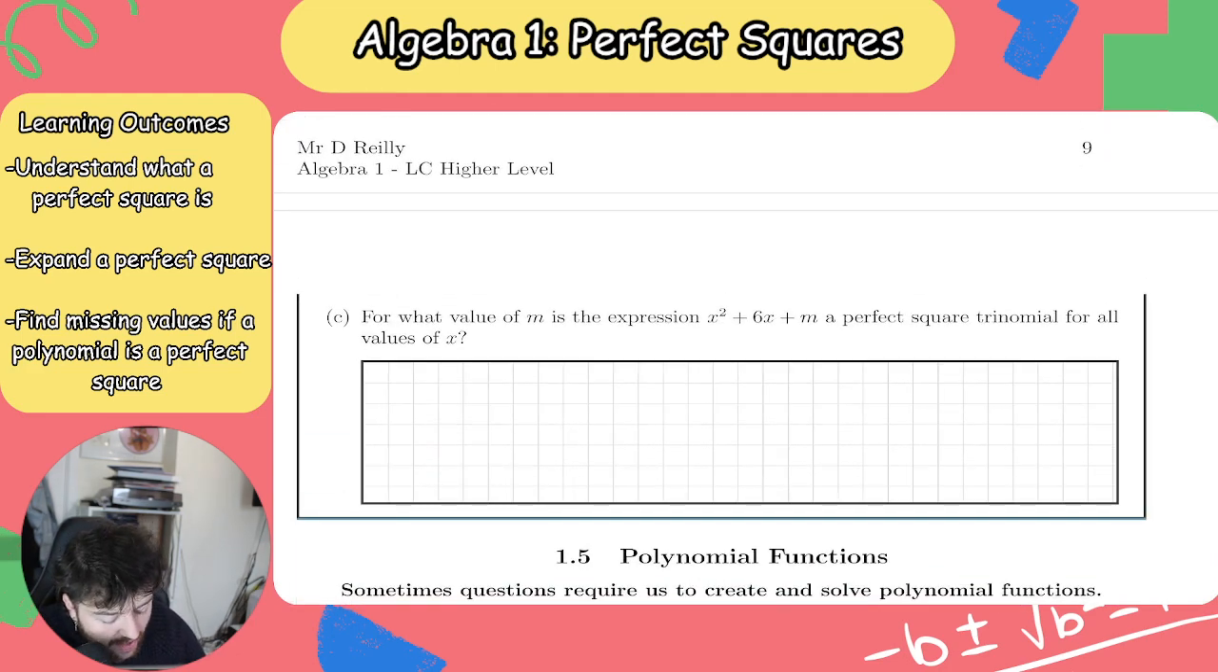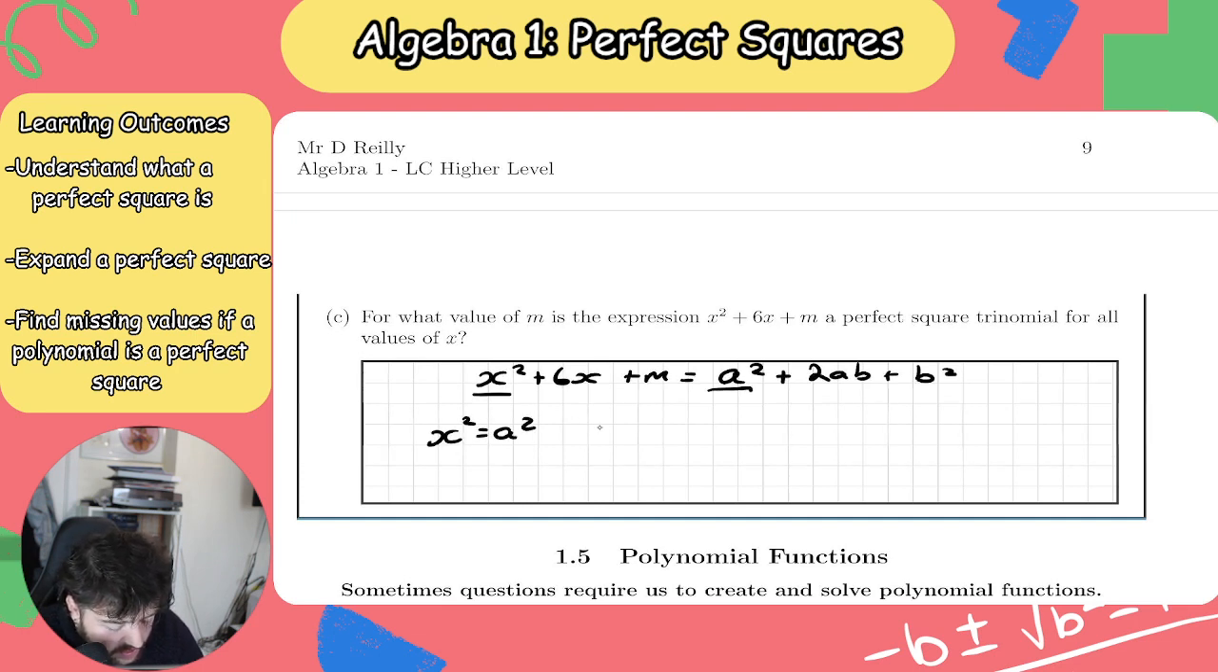For what value of m is the expression x squared plus 6x plus m a perfect square trinomial for all values of x? Again, the exact same process once again. It's x squared plus 6x plus m is equal to my perfect square formula, a squared plus 2ab plus b squared. X squared is equal to a squared. Next one, 6x is equal to 2ab. Last formula, m is equal to b squared.